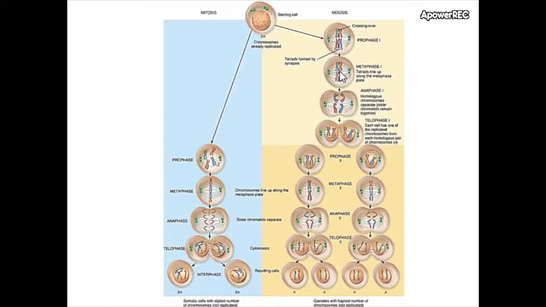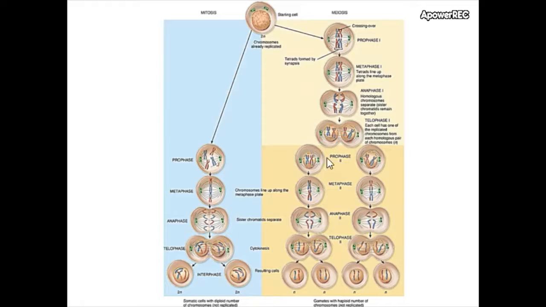along this metaphase plate. But the big difference is in anaphase 1. In anaphase 1, if you'll notice, the sister chromatids aren't split apart. Rather, the homologous pairs are split apart. So mother and father's copies are put into separate sides of the cell. So now we've made a haploid set, two haploid cells.